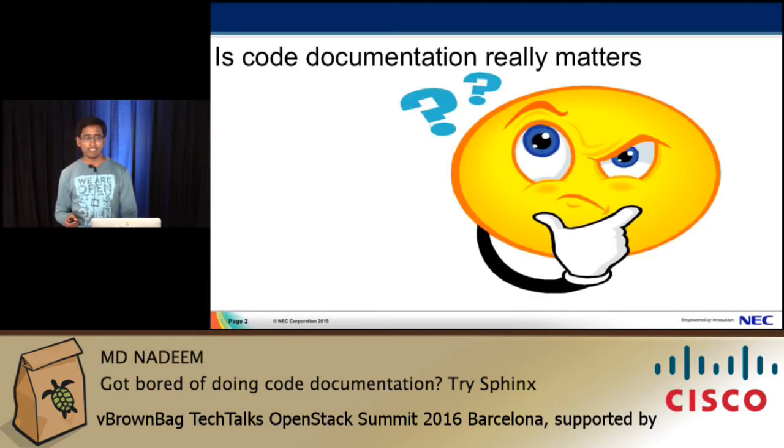So what do you think, is code documentation really very important? Yes, it is important, and particularly it is very important for an open source project like OpenStack, where many developers collaborate with each other to develop something good. So we must understand the code written by some other developer. For that, a clear code documentation is very important to understand, update and maintain the code.